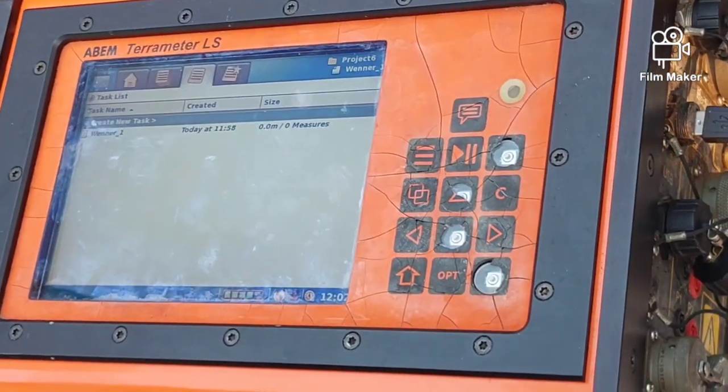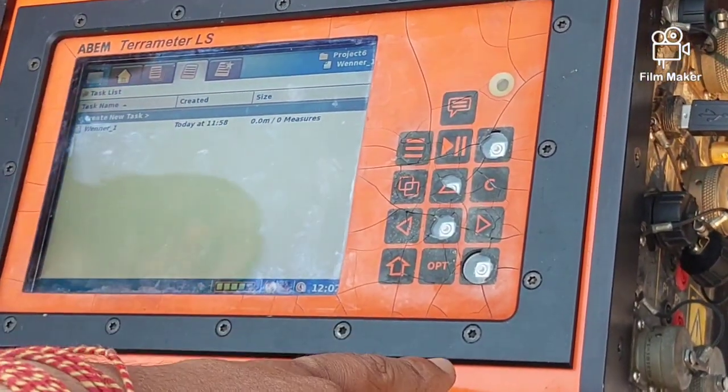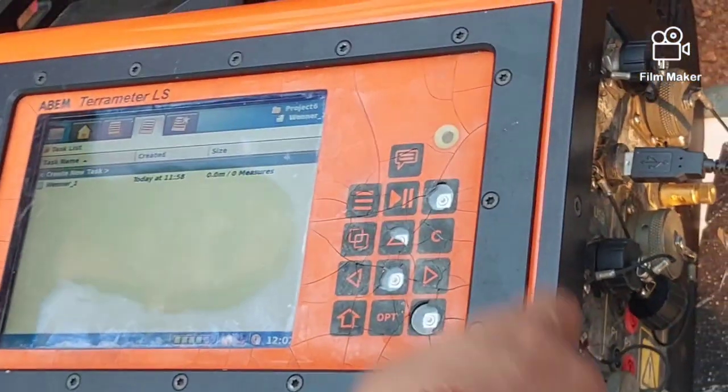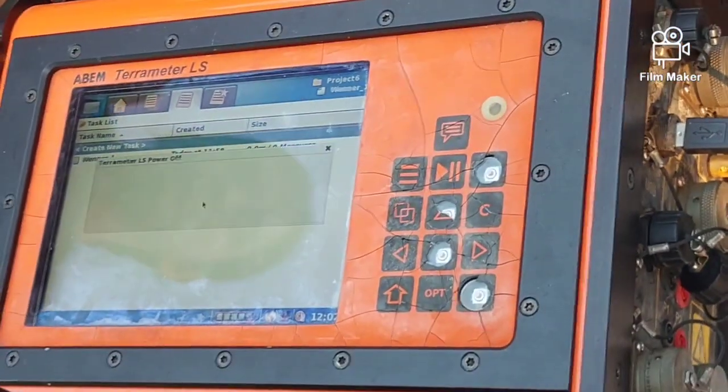Let's connect first our electrode to this cable to this instrument. I'm switching it off now.